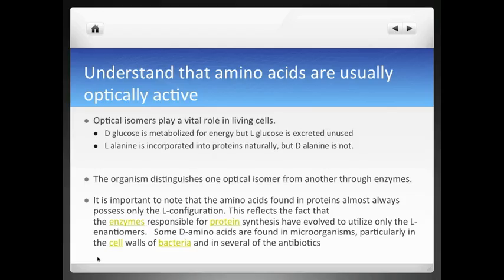Now, amino acids are usually optically active. If you looked at that picture, you would have seen a carboxylic acid on one side, an ammonia group on the other side, some sort of R group, and then hydrogen attached to one carbon. Those are four different groups, and the chances of optically active isomers is very high. Optical isomers play a very big part in living cells.